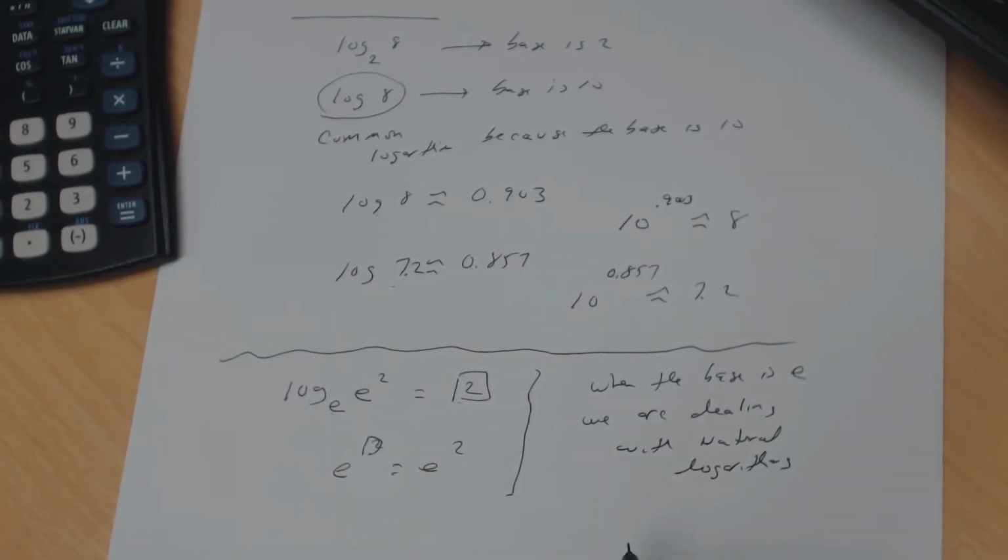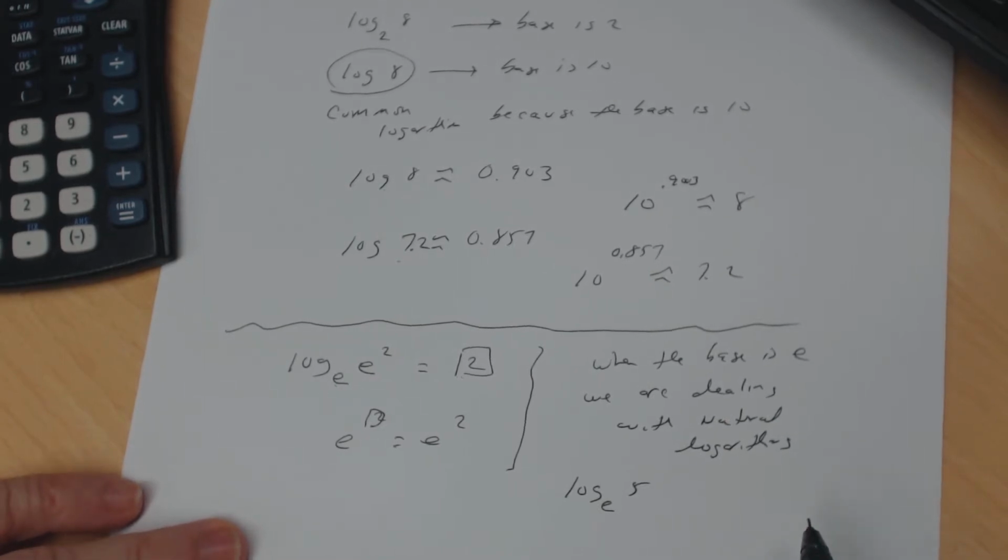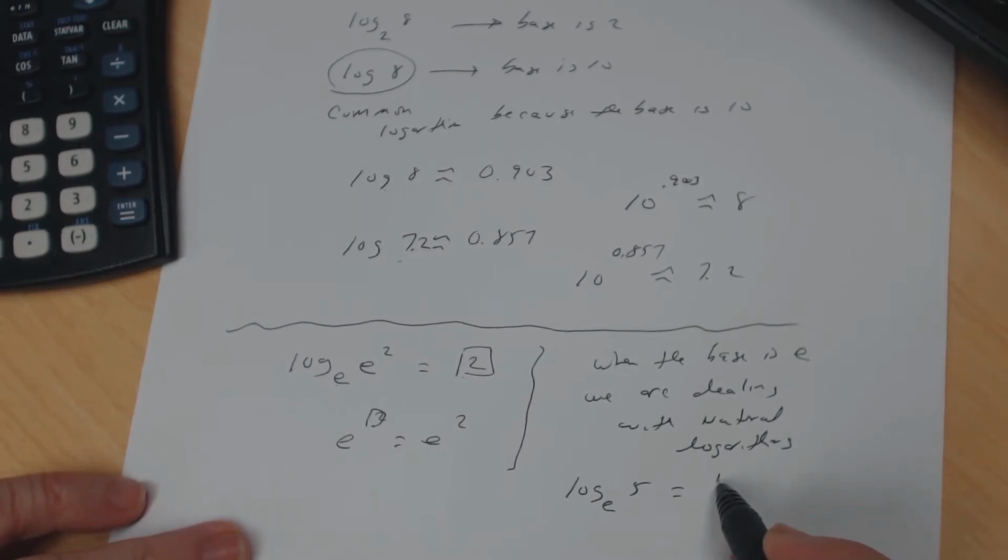All right, now this is how it's going to look. So log base e of 5, let's say. Whenever the base is e, we don't write it like this. We do not write it log base e. We don't use that notation or those symbols. What we do is this: we rewrite it as ln of 5.